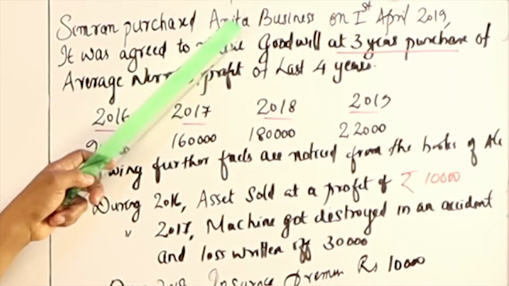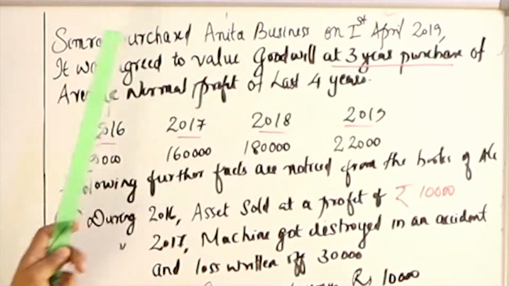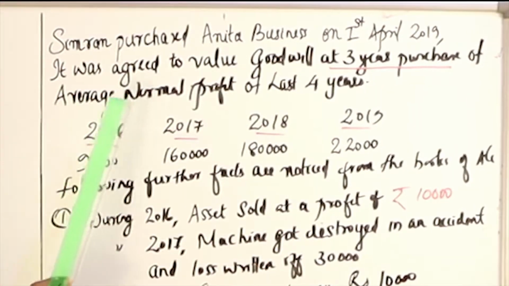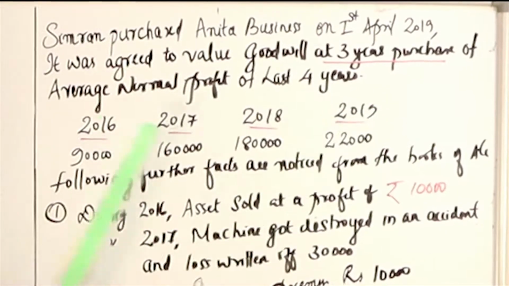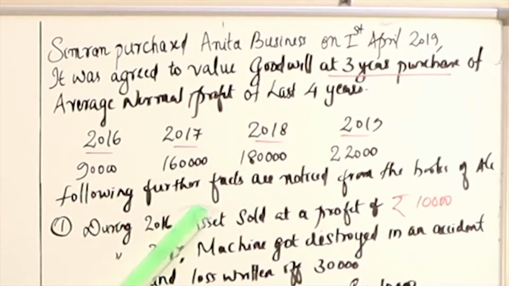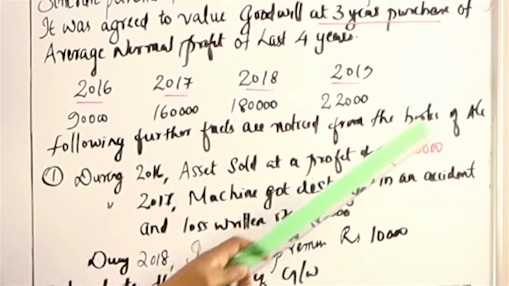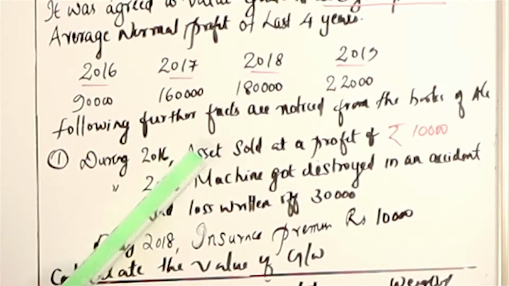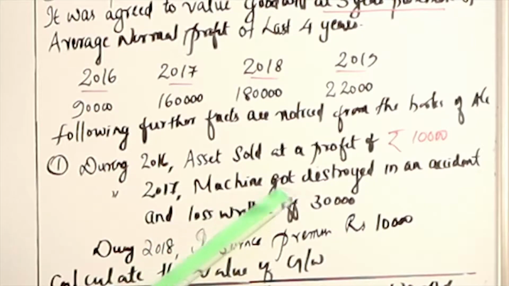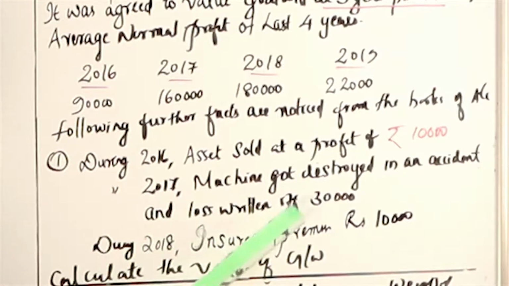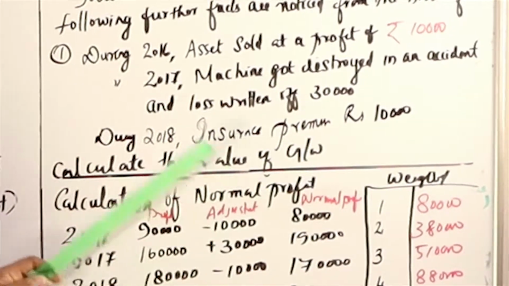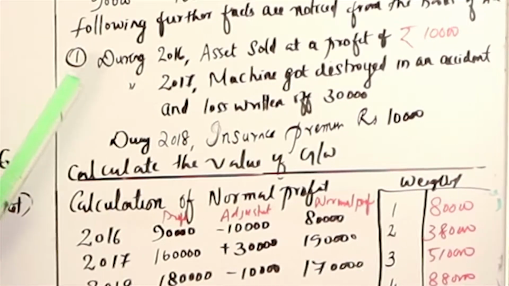Simran purchased Anita's business on 1st April 2019. It was agreed to value goodwill at 3 years purchase of average normal profit of the last 4 years. The profit for the last 4 years is given. The following further facts are noticed from the books of account. During 2016, assets were sold at a profit of rupees 10,000. In 2017, a machine got destroyed in an accident and a loss of 30,000 was written off. During 2018, insurance premium of rupees 10,000. These are the adjustments. So how to adjust them?